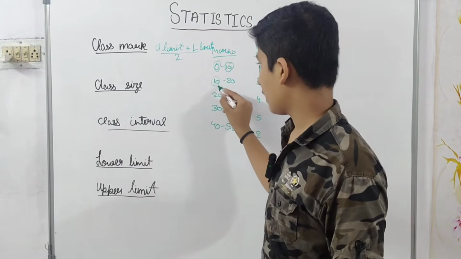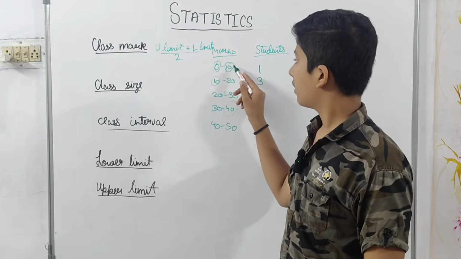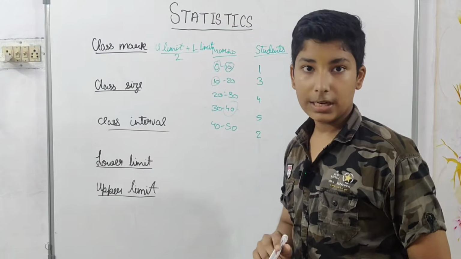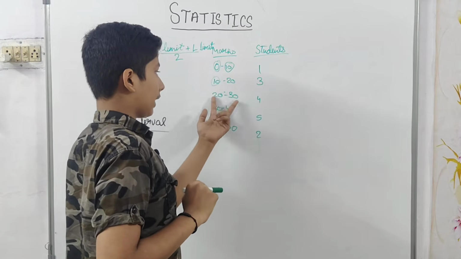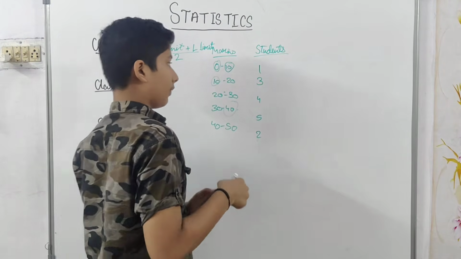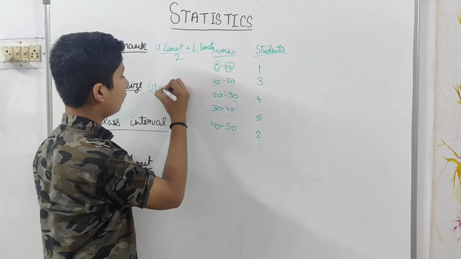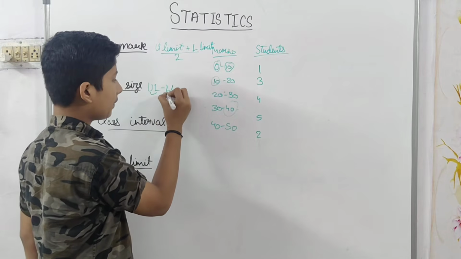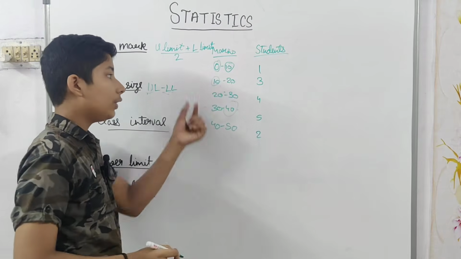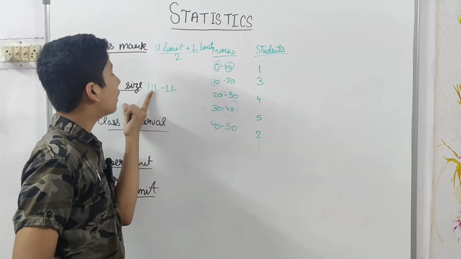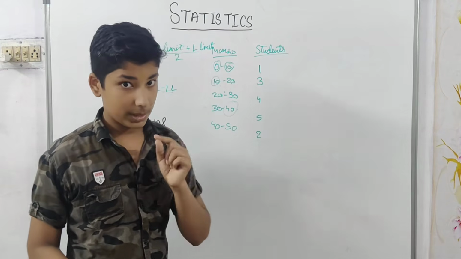Now class size will be upper limit minus lower limit, meaning how many marks are there. See, if we look at these marks, it will be like 0 to 10, so 10 minus 0, 10 marks. This is 10 marks, this is 10 marks, 10, 10, 10, meaning there is a 10 marks difference. Now it would be UL minus LL, upper limit minus lower limit. Okay, so it would be 20 minus 10, which would be 10. You can take any of these. See, the difference between upper limit and lower limit for all of the classes will always be the same.